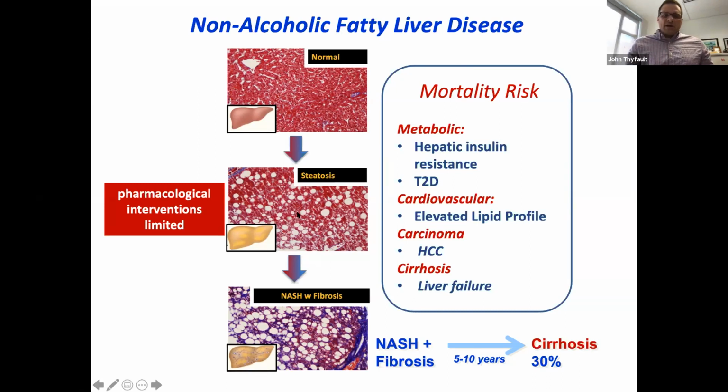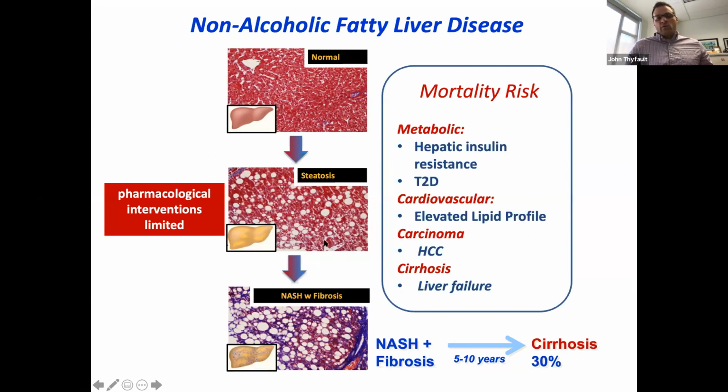Steatosis is the first step, and that is the excess storage of fat in the liver, when greater than 5% of the liver is comprised of fat. And that has all kinds of risks associated with it. But then, of course, once you have steatosis, you're at much greater risk for NASH, which is steatosis with inflammation and fibrosis. And then once you have NASH with fibrosis, you have much greater risk for cirrhosis.